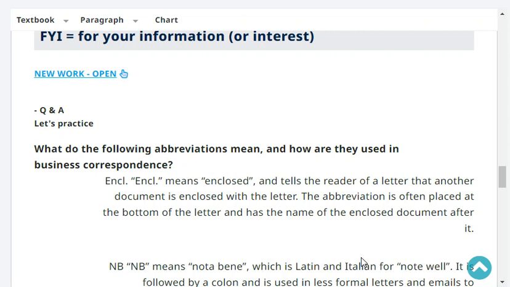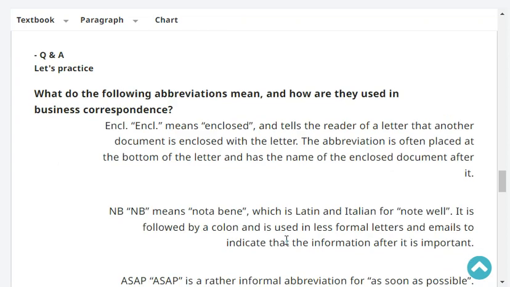What do the following abbreviations mean and how are they used in business correspondence? ENCL means enclosed and tells the reader of a letter that another document is enclosed with the letter. The abbreviation is often placed at the bottom of the letter and has the name of the enclosed document after it. Very good.